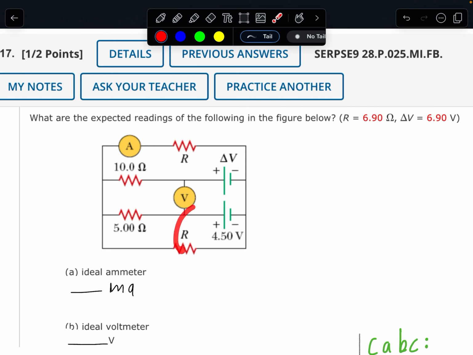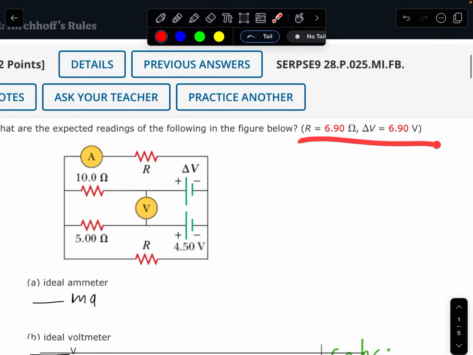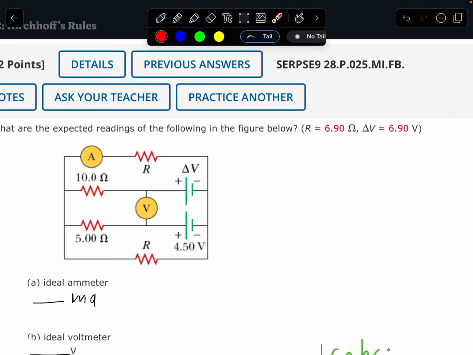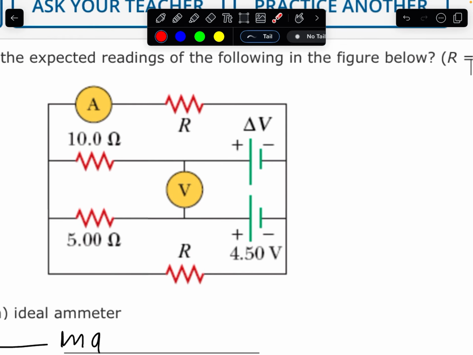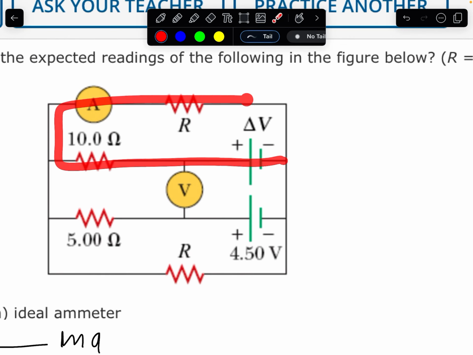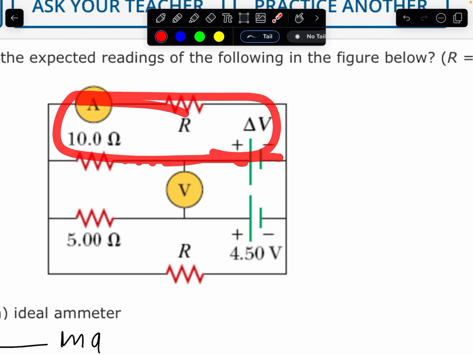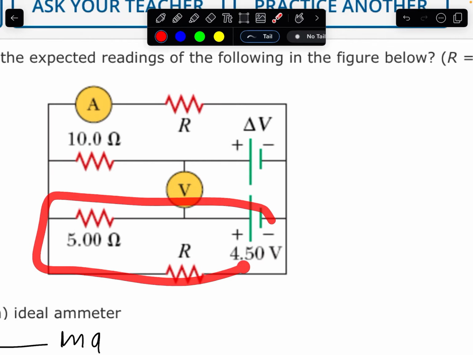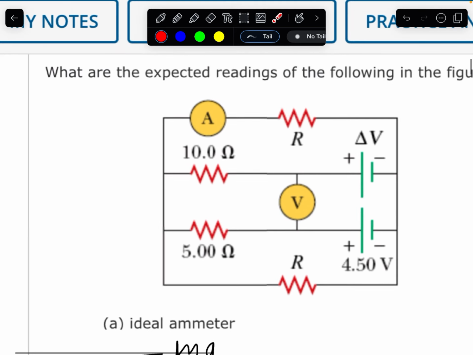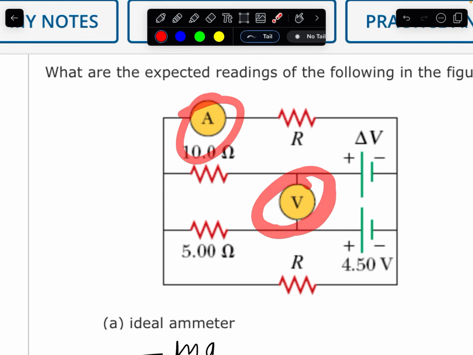These are resistors and this is a voltage source. They have the values listed here, both 6.9, ohms and volts respectively. It's a complicated circuit. It's got some series parts, but it also has parallel branches because it's like multiple little series. They want us to find the reading of the current in this ammeter, and also the reading in this voltmeter across V.